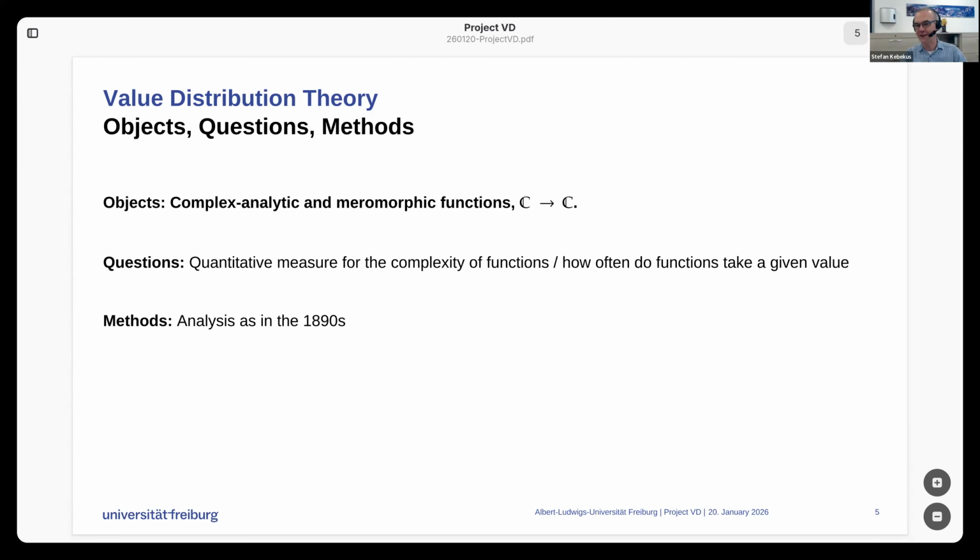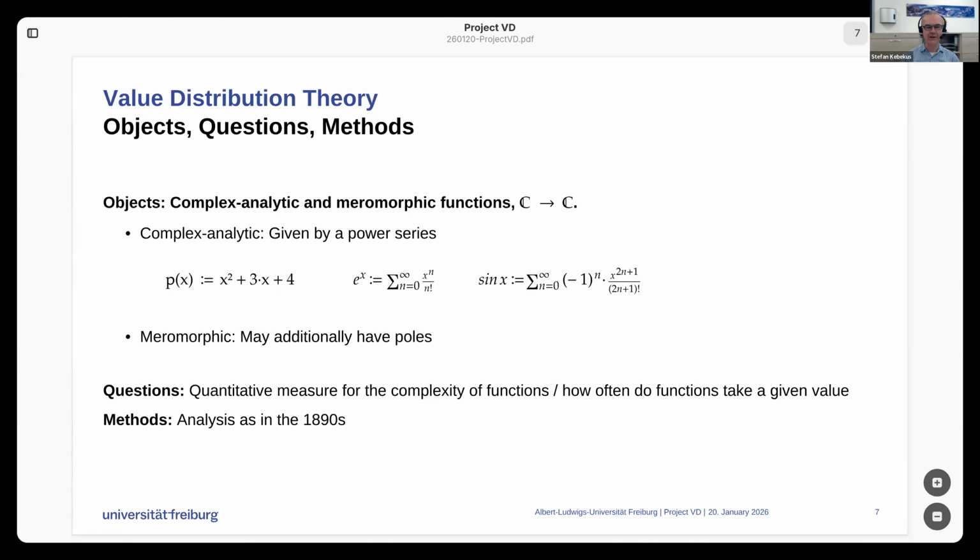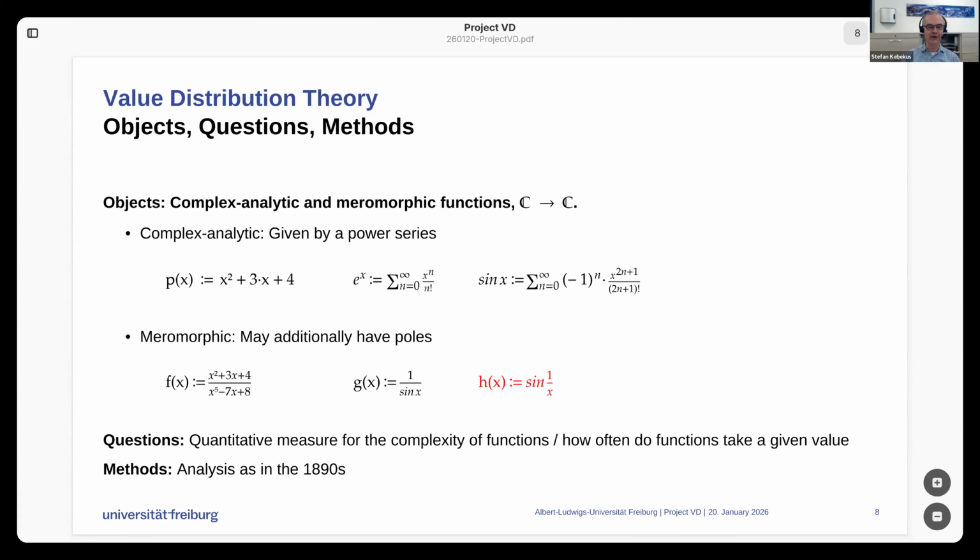So the objects are complex analytic and meromorphic functions. Not sure everybody's familiar with this because we see people from many different fields. Complex analytic means given by a power series, and meromorphic means, in addition, it can have poles. So think of a polynomial, the exponential function or sine, they're all given by a power series. And if you want to have poles, then you can take the quotient of two polynomials. You can take 1 over sine, but you cannot take sine of 1 over x because as you approach 0, this wiggles uncontrollably, and this is not a pole.